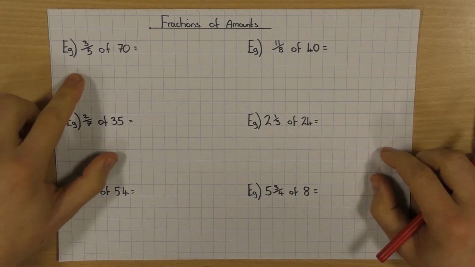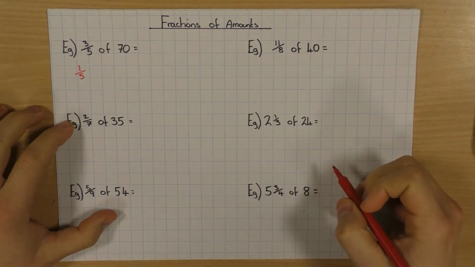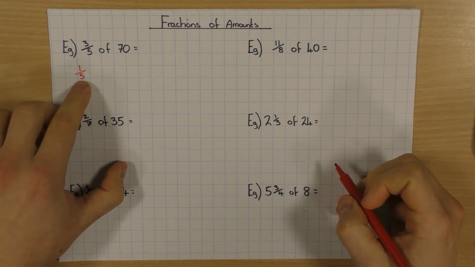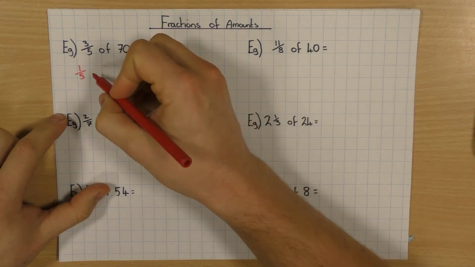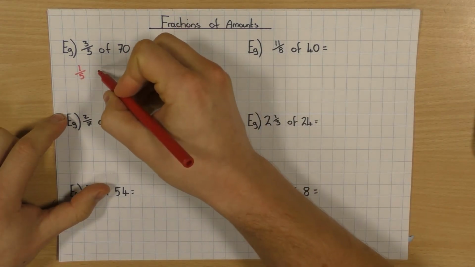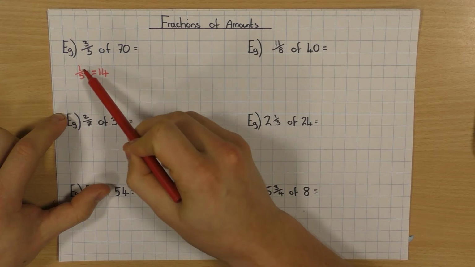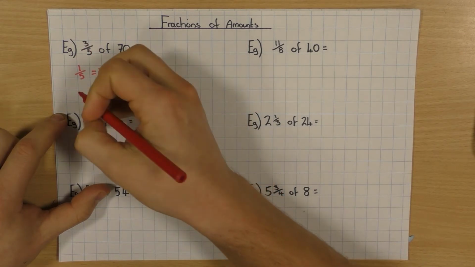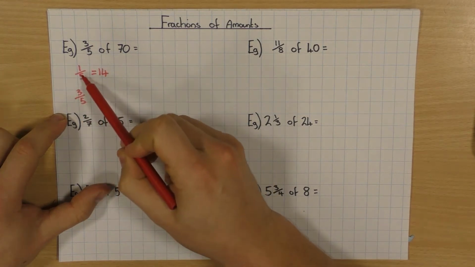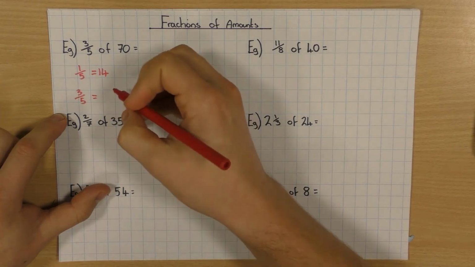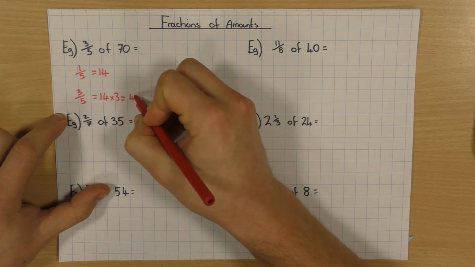So what I want to do first is find out what 1/5 is, and to do that I divide by 5. To find out what 1/5 is, we just divide by whatever number is at the bottom, the denominator. So 1/5 of 70, I need to divide by 5, which gives me 14. Once I've divided by 5 to find out what 1/5 is, I can then find out what 3/5 is by, as you might have guessed, timesing by 3. Because if I find out what 1/5 is, 3/5 is just 3 times as big. So I just do 14 times 3, which gives me 42.